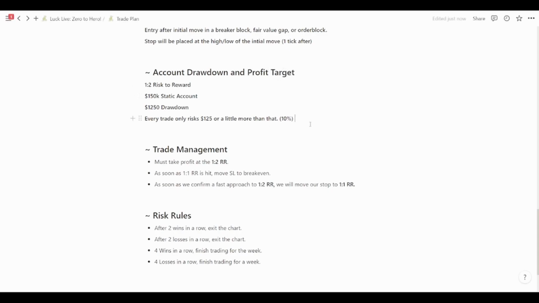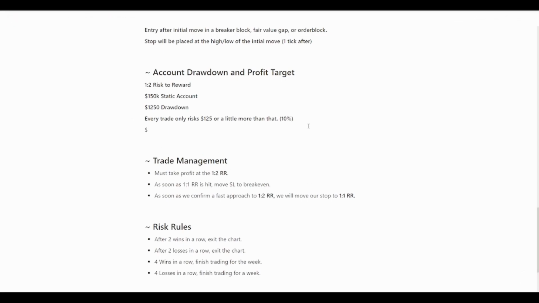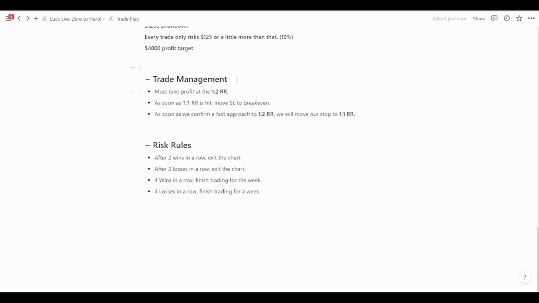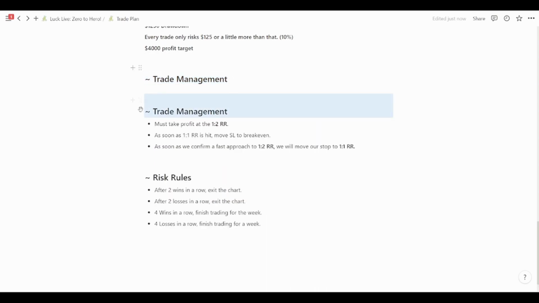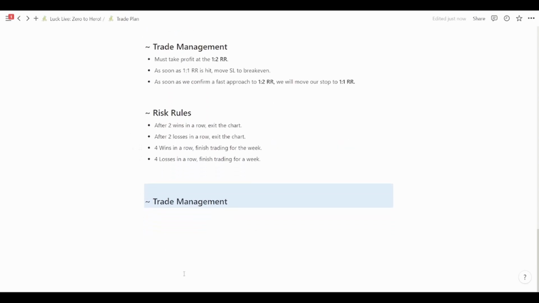Okay, so the profit target on the account is $4,000. Profit target. So theoretically, I forgot to talk about scaling. Okay, that's something we have to add. Look at that. We're just adding a bunch of stuff to our trade plan that we didn't know we had. But yeah, those are the risk rules that are going to be right there.